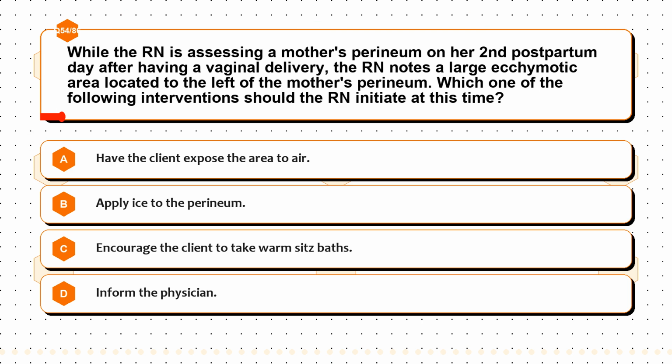Question 54. While the RN is assessing a mother's perineum on her second postpartum day after having a vaginal delivery, the RN notes a large ecchymotic area located to the left of the mother's perineum. Which one of the following interventions should the RN initiate at this time? Here are the options. Option A, have the client expose the area to air. Option B, apply ice to the perineum. Option C, encourage the client to take warm sitz baths. Option D, inform the physician.